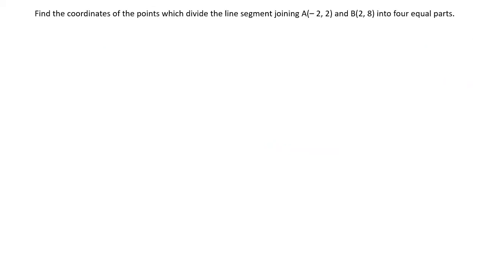Find the coordinates of the points which divide the line segment joining A and B into 4 equal parts. A and B is divided into 4 equal parts. A, B. Now it has become equal, isn't it? C. When it becomes equal, what is C here? AC is equal to BC, the point is equal. So C is the midpoint of AB.